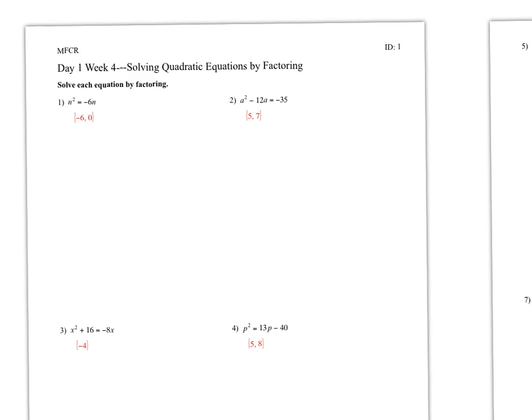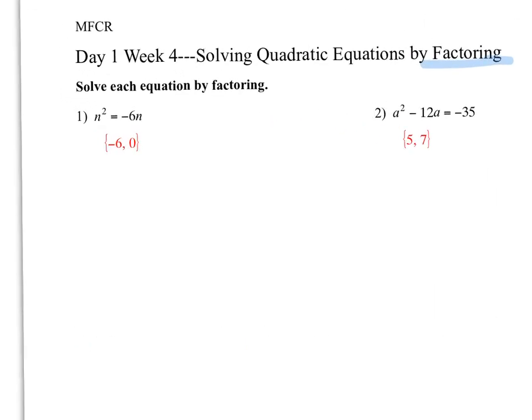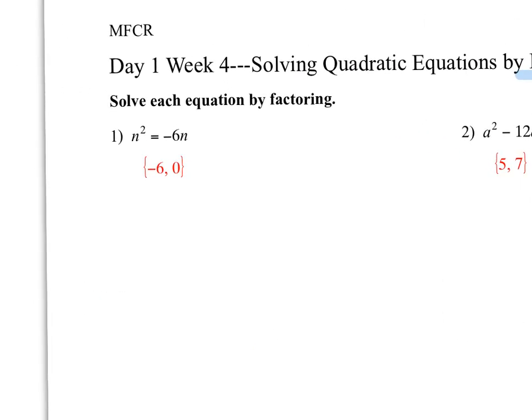We're going to be solving quadratic equations by factoring. The key whenever you solve by factoring is you want to set it equal to 0. Alright, so on the first one, you can see it's not set equal to 0. So what we're going to do is add our 6n to both sides. You could have subtracted the n squared, but that would have left you with a negative. So we got n squared plus 6n equals 0.